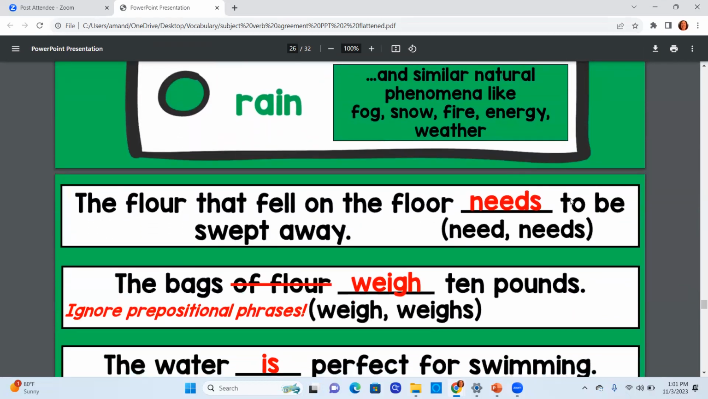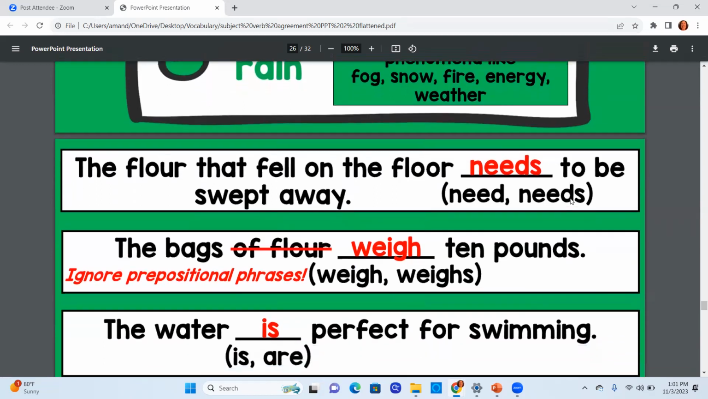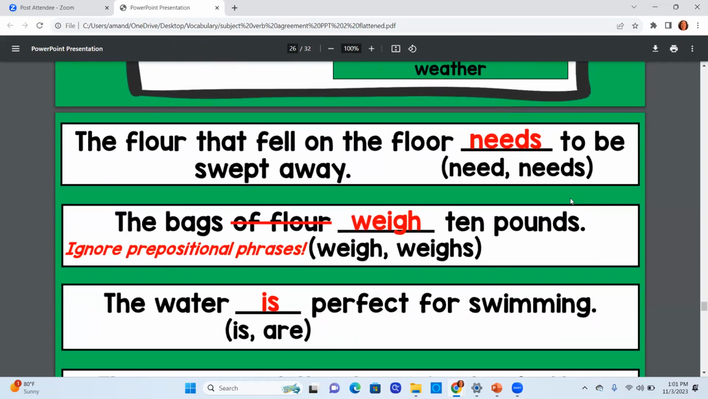The flour that fell on the floor needs to be swept away. And again, ignore prepositional phrases. So I do repeat myself quite often, and it's because if I repeat to you, then I'm trying to drill it into your head the best way I know to help you remember. So yes, you may hear me repeating stuff. I'm doing it on purpose to better help you understand and remember. So, of course, because we're ignoring prepositional phrases, we're going to take out of flour.